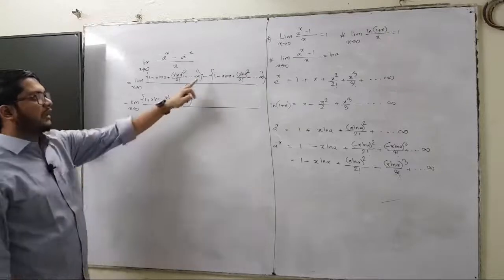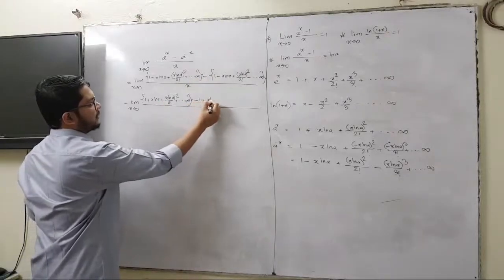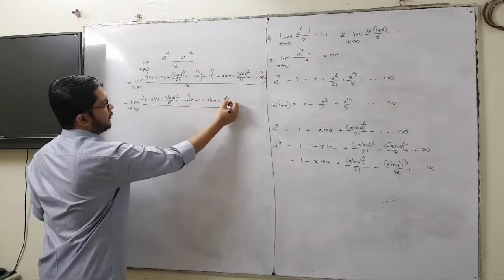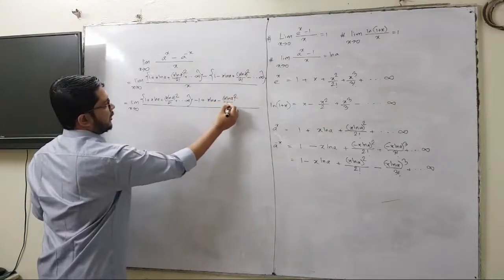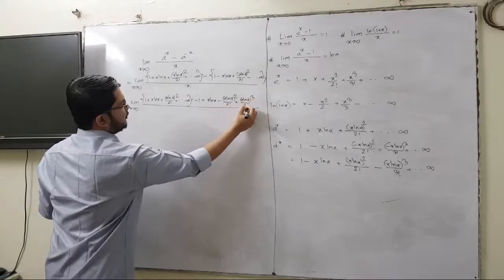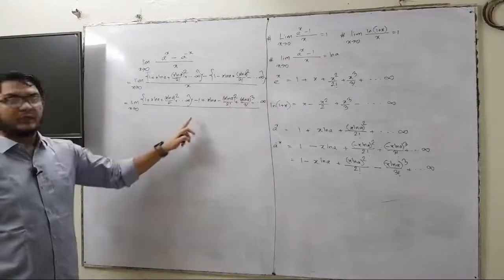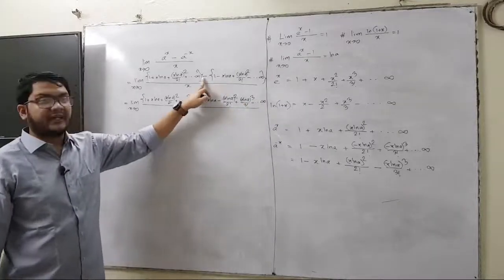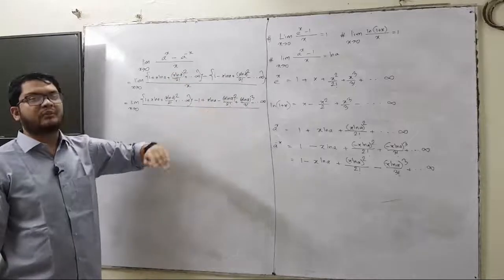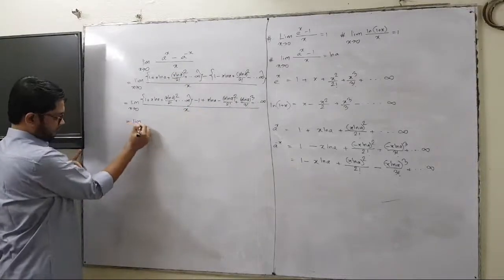We just multiply all the terms with negative 1. So it will become negative 1 plus x ln a, negative (x ln a) whole square by 2 factorial, positive (x ln a) whole cube by 3 factorial, negative, all the way to infinity. So I hope you understand. We just multiplied all the terms with negative 1, so the signs have become opposite. And then you divide it with x.